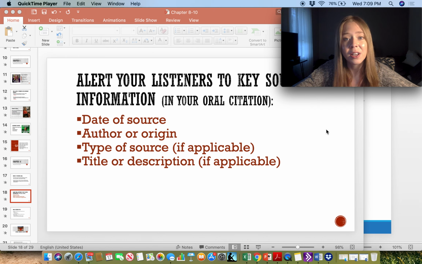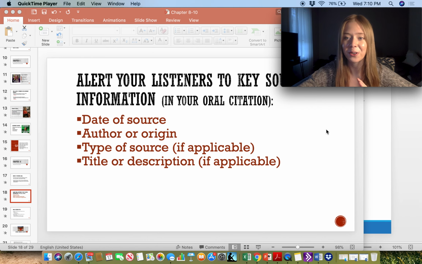So different things you can include in your oral citation is the date of the source, so again establishes relevancy. The author or origin is almost always needed to be included. The type of source, if applicable, like a news or journal article from the New York Times, for example, and the title or description of the article. This one isn't always necessary, but it does add credibility.